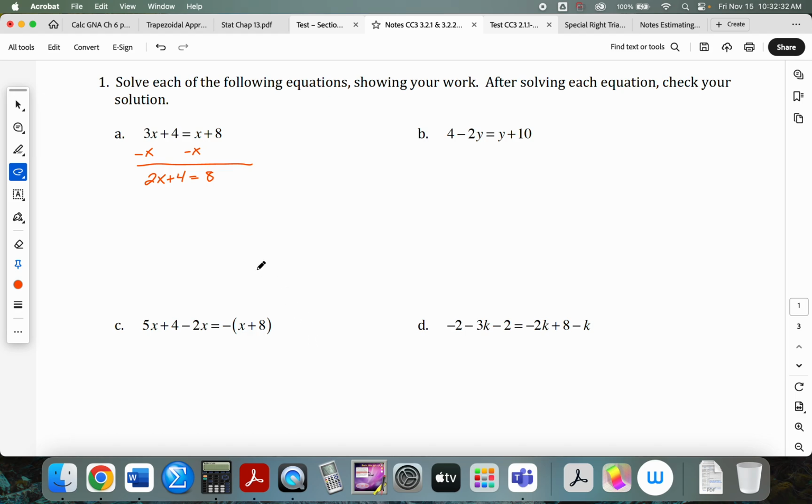Once I have all the x tiles on one side, then I'm going to slowly but surely start moving everything else away. So I'm going to subtract 4 to get rid of this 4 tiles over here. So I'm subtracting 4 tiles. 2x is equal to 4. So each x is equal to 2.